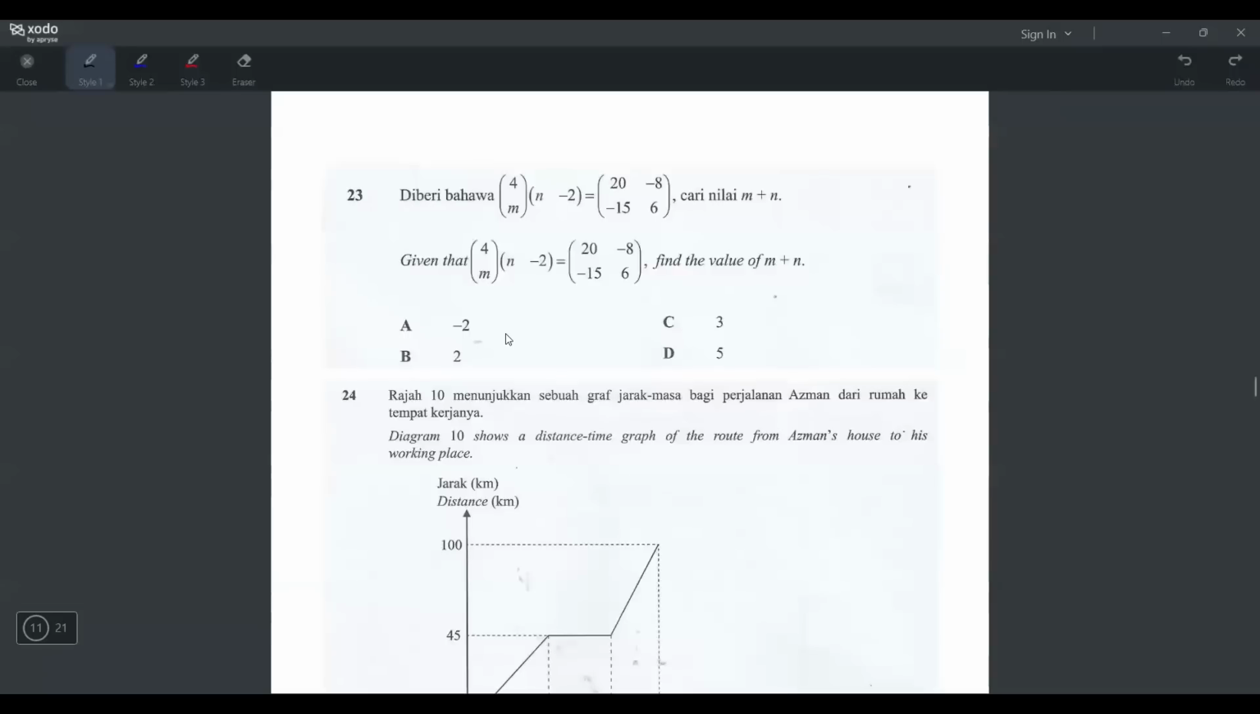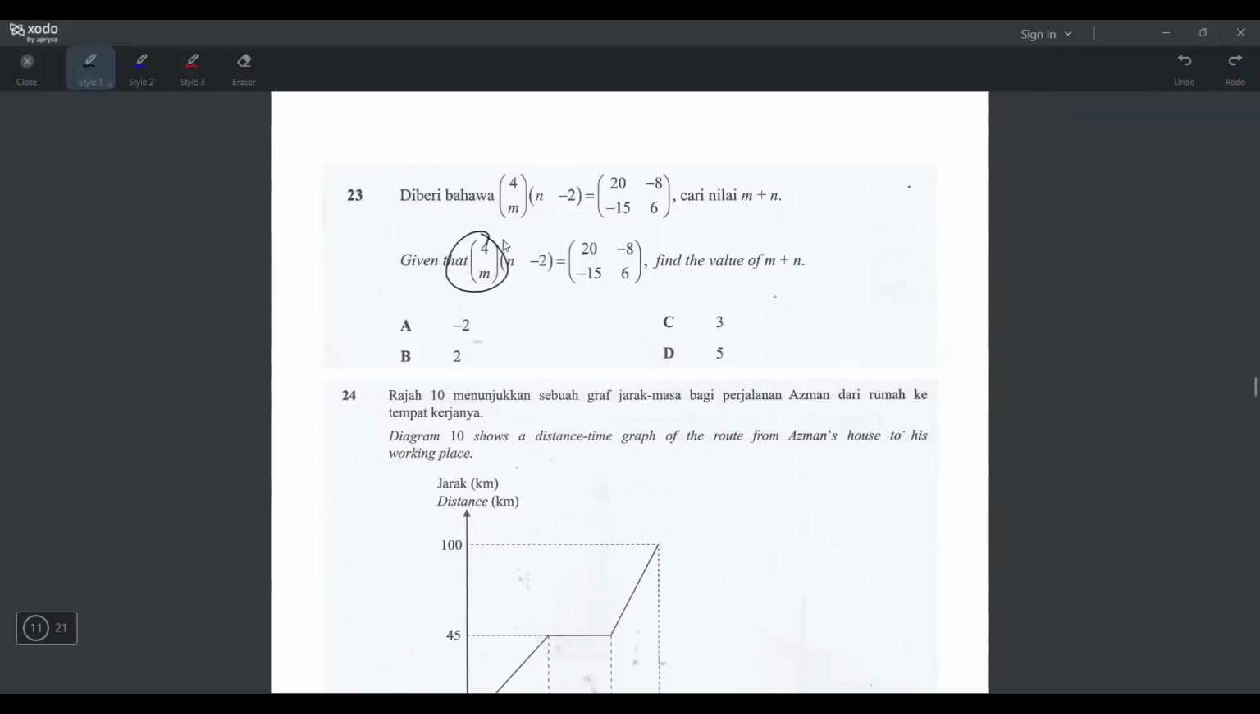Okay, number 23. What is this? Matrix. Yeah, from Form 5 Chapter 2. Okay, given that [1 2] times [4 -2]... equals [20 -8; 56], find the value of m plus n. Alright, I think you have to find your m and n separately first. Cari m, cari n. Lepas tu baru ambil, after you find out your m and n separately, and then tambah dua-dua lah.